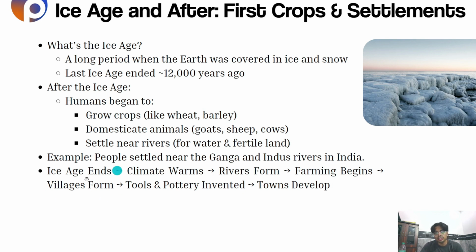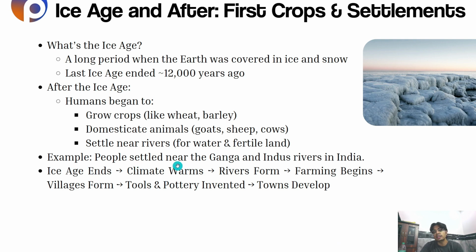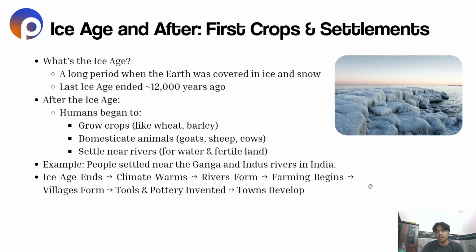So this is the timeline basically. The Ice Age ends and the climate starts to warm. After that, rivers were formed. Then farming began. Villages were formed. Tools and pottery were invented for storage, and for hunting and gathering. Towns also developed after a point of time. So this is how settlements started taking place.